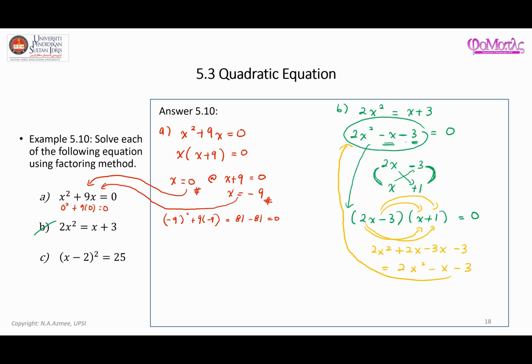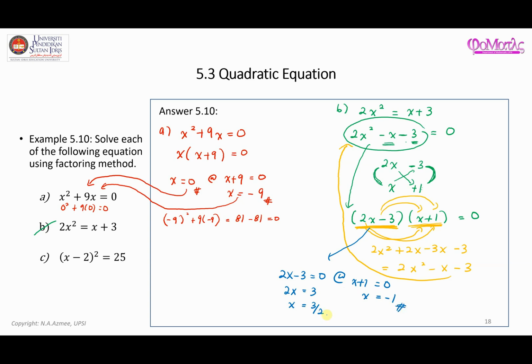So by inspection, I am able to write the quadratic equation in terms of 2x minus 3 multiplied with x plus 1. Now using the zero product property, I can say that 2x minus 3 is equal to 0, or x plus 1 must be equal to 0. And solve it separately. 2x is 3, x must be 3 over 2. And over here x must be negative 1.